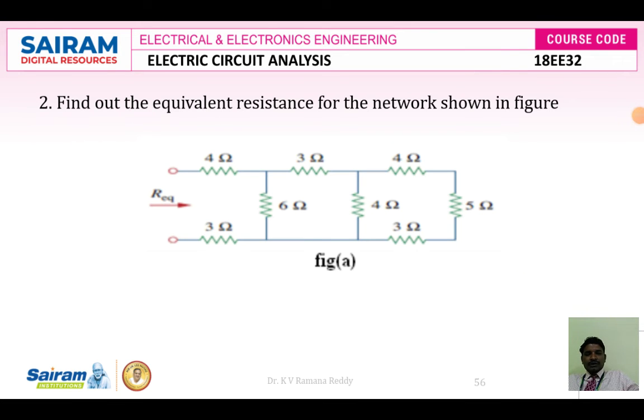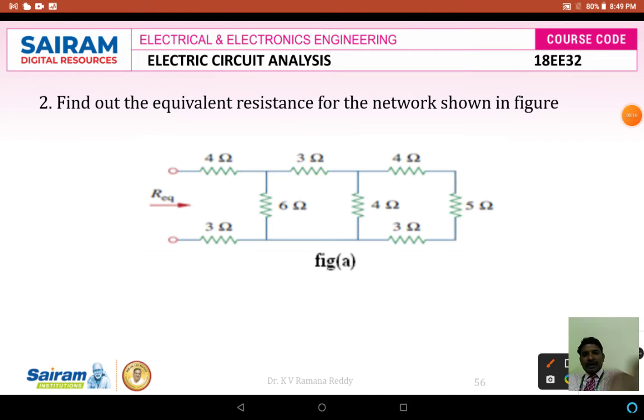Let us go through one more problem. Look at the problem which has been shown in the figure. This is problem number 2. They are asking to find out the equivalent resistance for the network shown in the figure. In this network, how to find out the equivalent resistance? Let me find the relation between one resistor and another resistor.